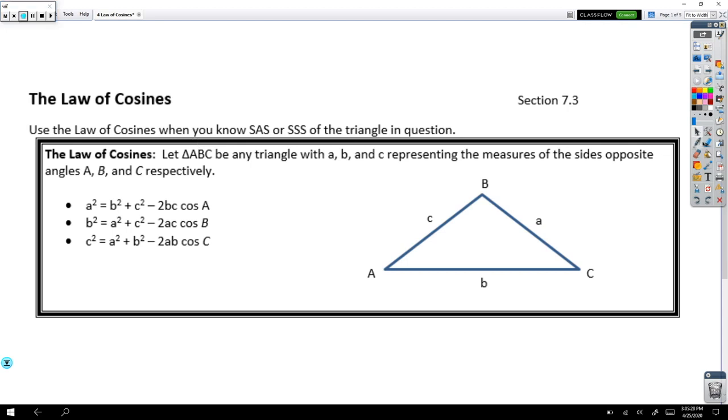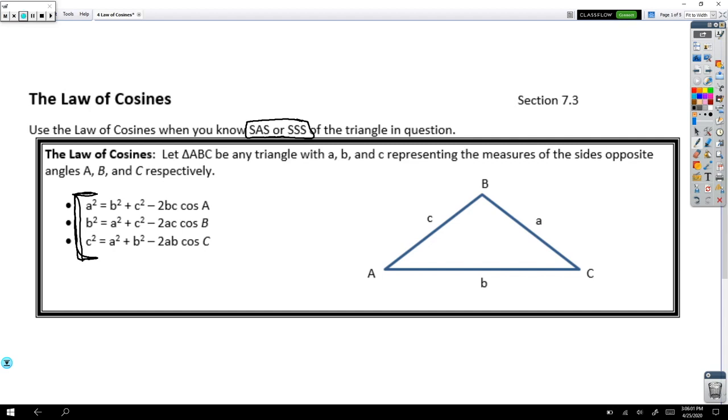Alright, so today we're going to look at the law of cosines. The law of cosines is used when we have an SAS triangle or an SSS triangle. So if we had side angle side or side side side, that's the indicator that we're going to use law of cosines. Now, law of cosines has three different equations, but they're all handled the same way. It just depends on what information it gives us.